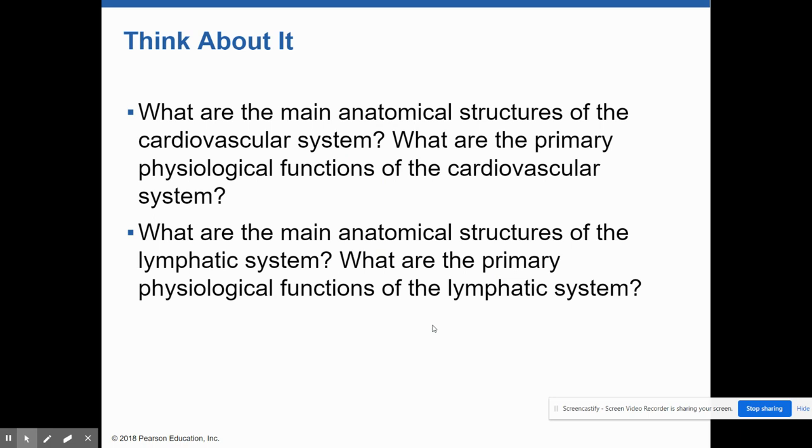So let's review the information from the last few slides again. I want you to think about the main anatomical structures for the cardiovascular system and the primary physiological functions of the cardiovascular system. And then I want you to review the main anatomical structures of the lymphatic system and the primary physiological functions of the lymphatic system. Go ahead and pause the recording while you review this information, and then press play when you're ready to move on.